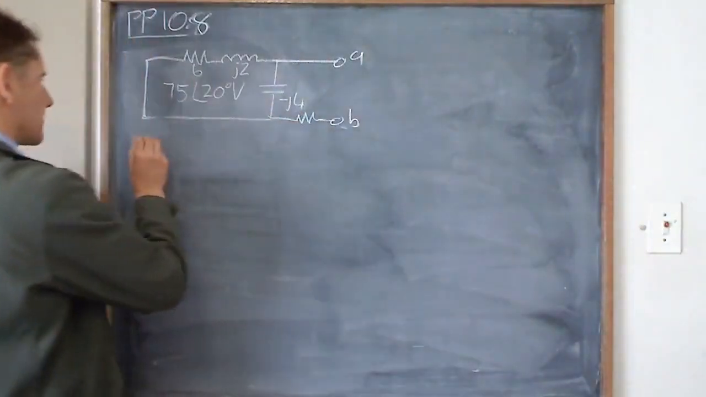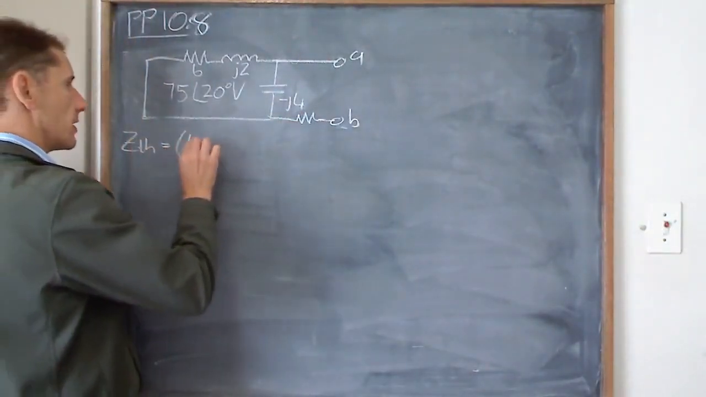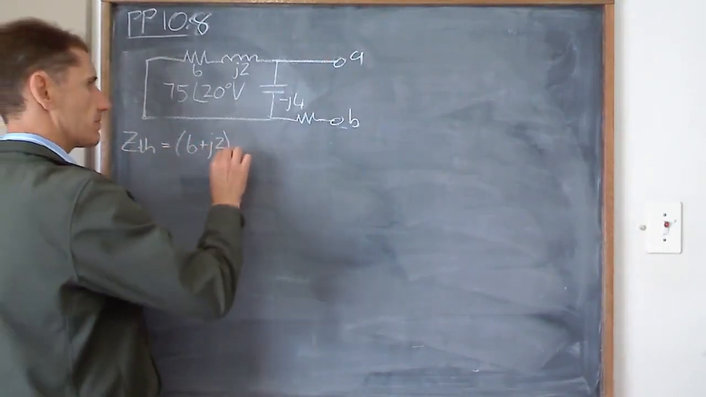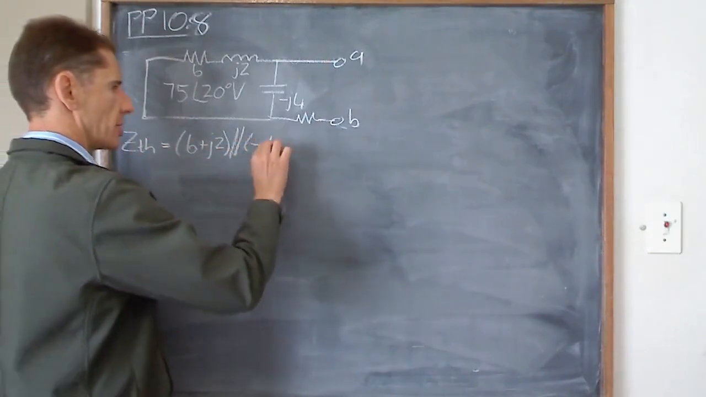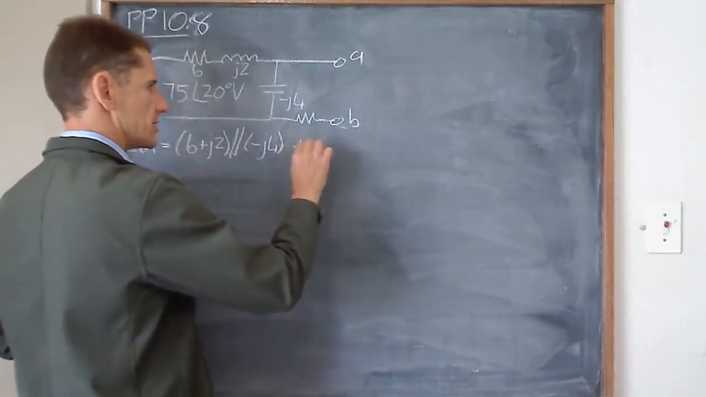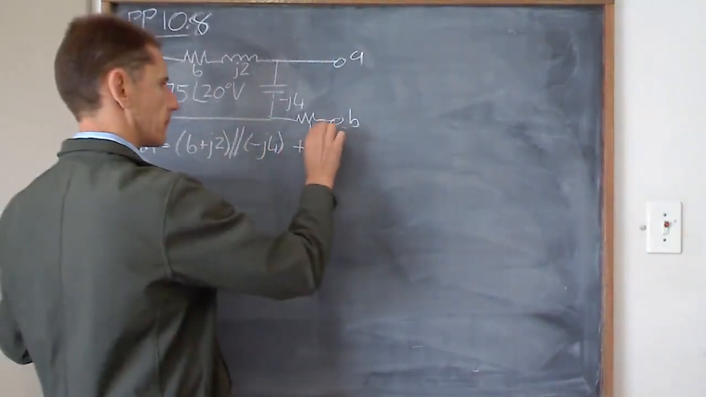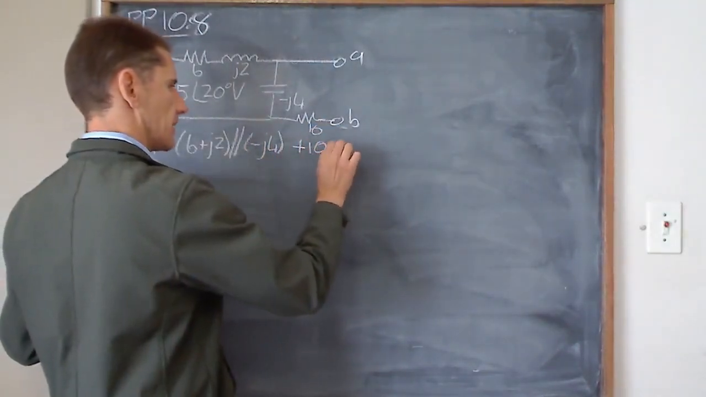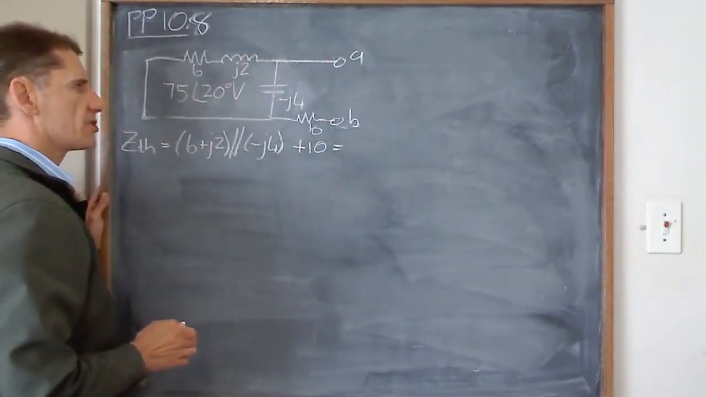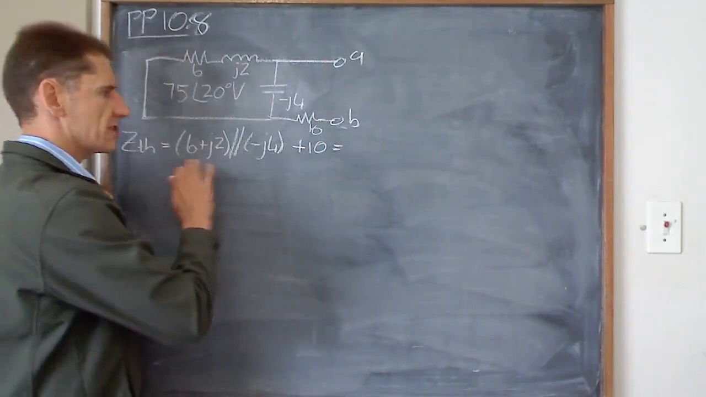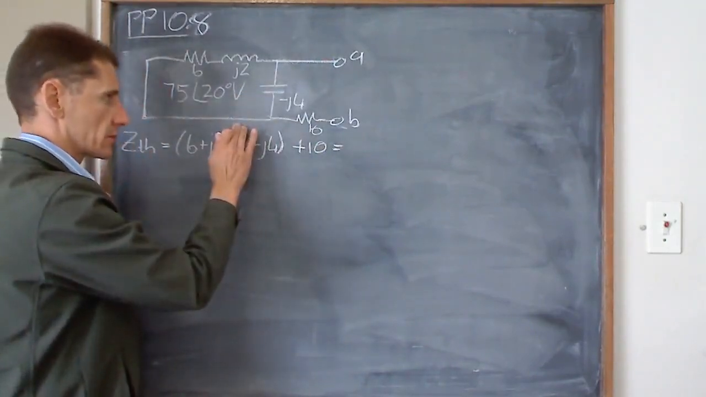So let's write that down. My Z Thevenin equals the 6 plus j2, which is parallel with the minus j4, which is in series with, oh dear, I didn't even bother writing a value for that. It's 10. Z Thevenin equals that parallel combination plus 10. If you can't see how they're connected, go and redraw the circuit.